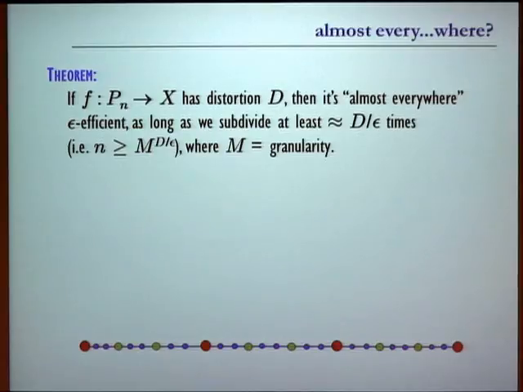from the path into a metric space and it has distortion D, then it's epsilon efficient almost everywhere, as long as the path is long enough. So as long as I have enough scales. You need the number of times you subdivide to be about D over epsilon. So if M is the granularity, then you get about M to the D over epsilon points. Okay? And by the way, here's the proof.